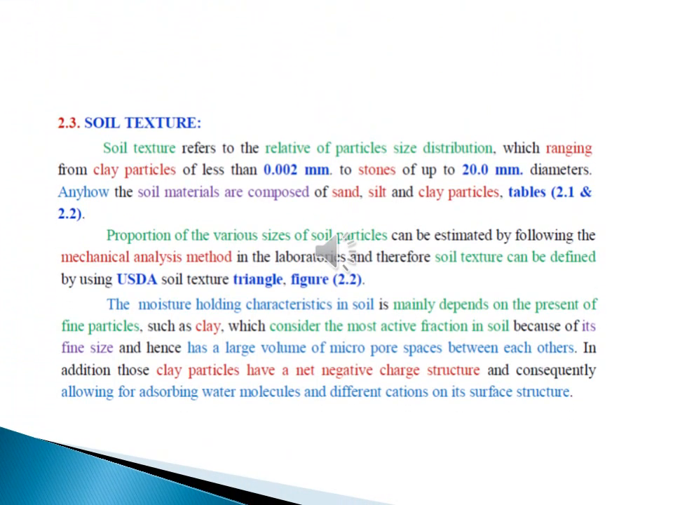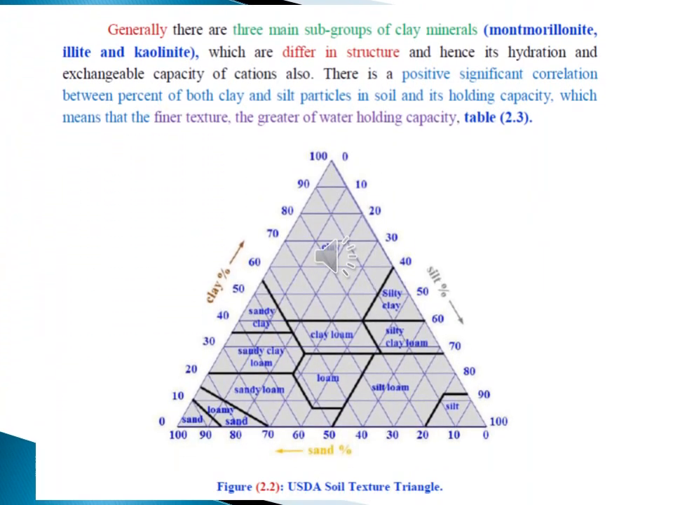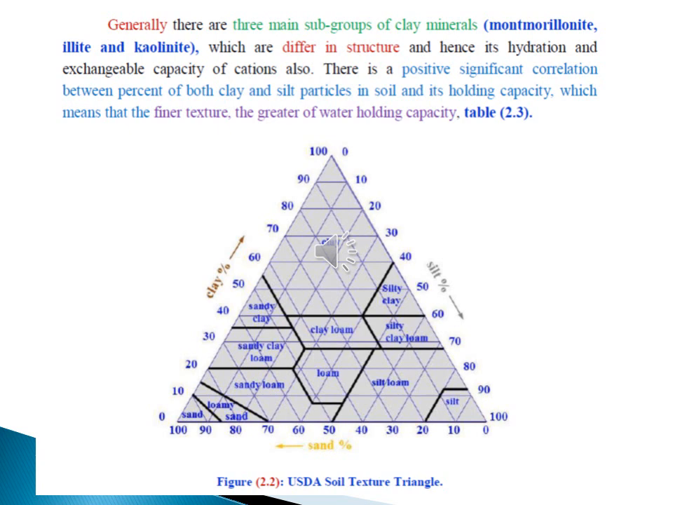Soil texture refers to the relative particle size distribution, which ranges from clay particles of less than 0.002 mm to stones of up to 20.0 mm diameter. Soil texture triangle, look by yourself. It consists of 12 textures.